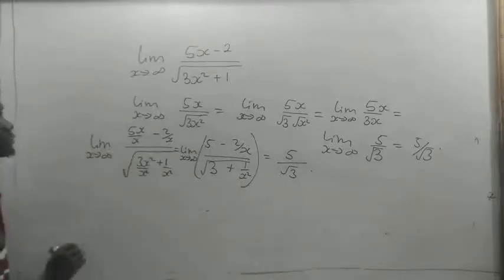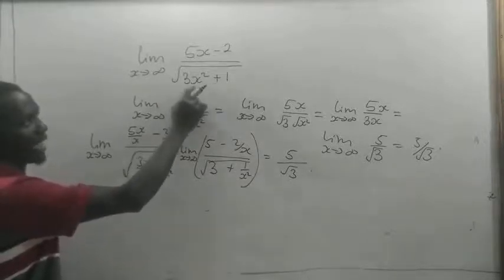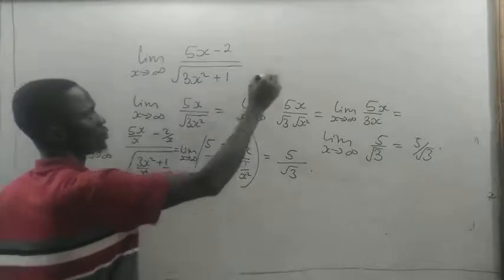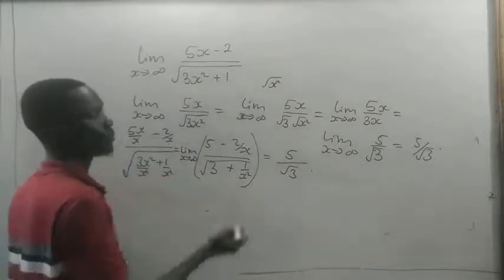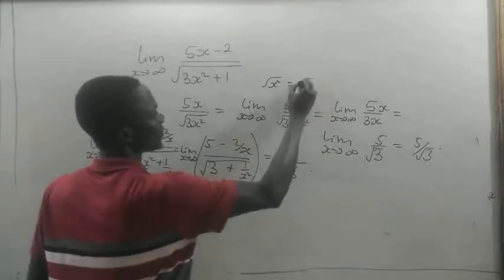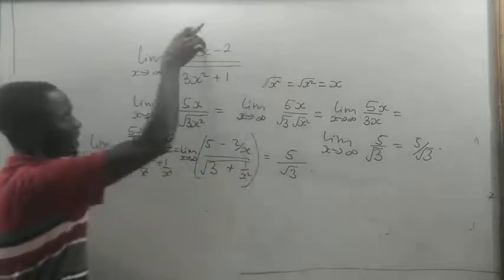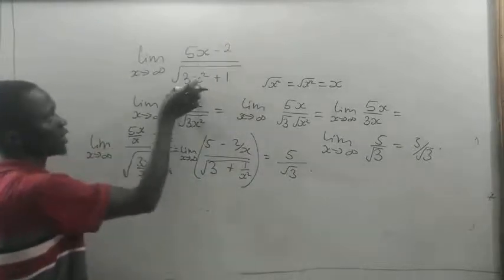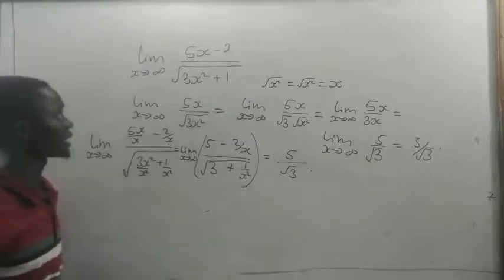Remember, I said that I have 3x squared. If you look at the polynomial, the highest power is x squared, so I have x squared under the square root. If I want it to go from the square root, I will take the square root of x squared, and that will be x. That is why you divide this by x, divide this by x, but you divide each here by x squared. Very simple as that.